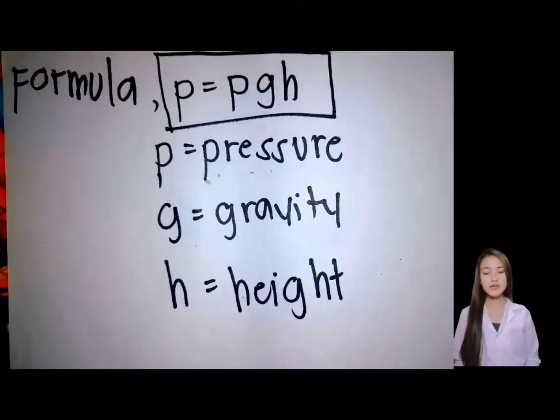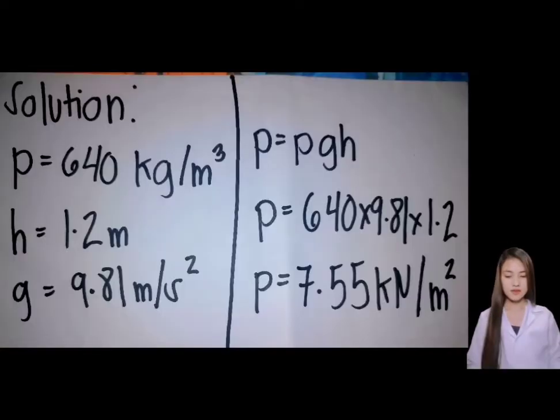So, the formula we will use is P = ρgh. Here, P is pressure, g is gravity, and h is height. For the next step, substitute. So, the density is 640 kg per cubic meter, the height is 1.2 meters, and the gravity is 9.81 meters per square second.